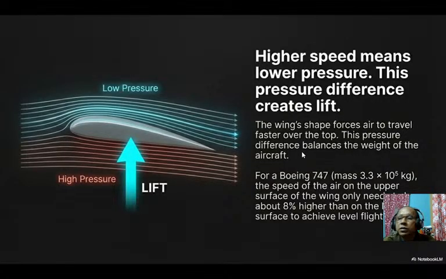Higher speed means lower pressure. This pressure difference creates lift. The wing's shape forces air to travel faster over the top. This pressure difference balances the weight of the aircraft. For a Boeing 747 of mass 3.325 times 10^5 kg, the speed of air on the upper surface of the wing only needs to be about 8% higher than on the lower surface to achieve level flight.